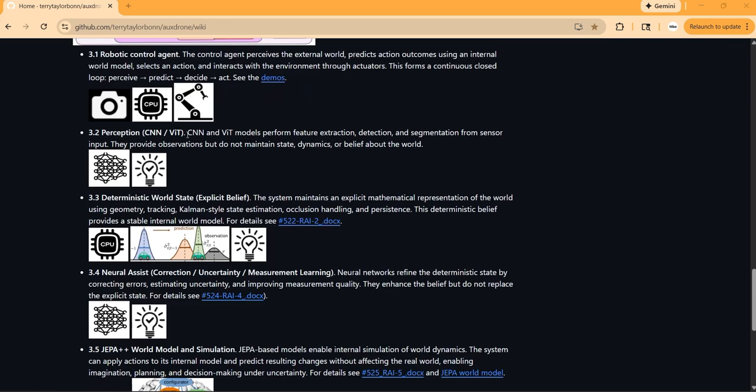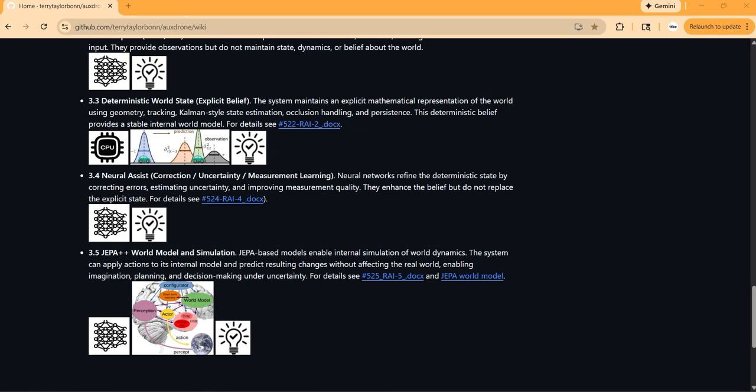And the perception models, like CNNs and ViTs, the video transformers, for extracting features from sensors. Then the deterministic world state. Now that is geometry, tracking, Kalman-style estimation, occlusion when something is hidden, and persistence, providing a stable internal belief.